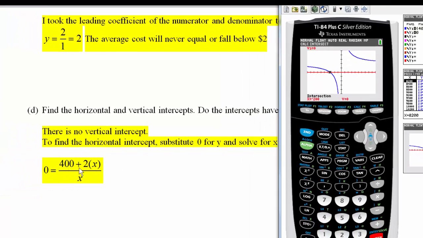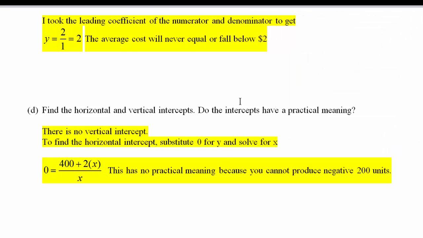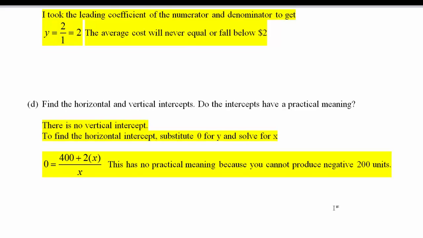By the way, it would have been much easier just to solve this by hand, by cross-multiplying. But anyway, we get x equals negative 200. And the intercept really has no practical meaning because you cannot produce negative 200 units. That completes this lesson.